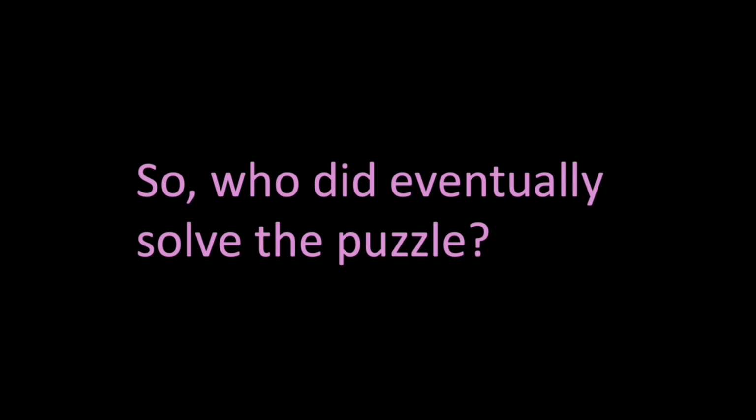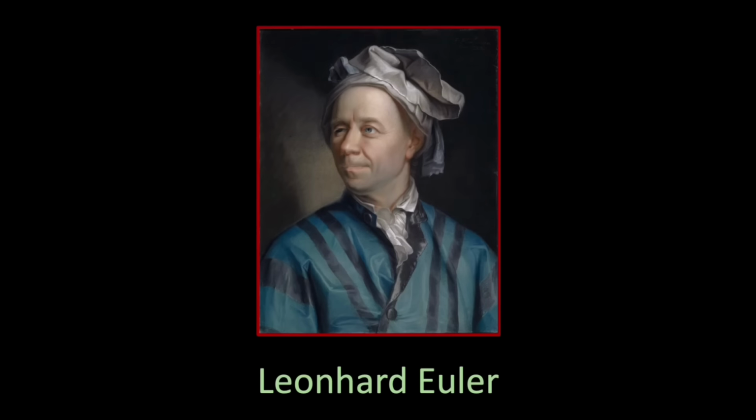So who did eventually solve the puzzle? Well, here's the beautiful twist in the story. The person who finally cracked the Basel Problem turned out to be, by many accounts, the greatest mathematician who ever lived. And remarkably, his story begins with the Bernoullis, because history would have it that his first teacher and mathematical mentor was none other than Johann Bernoulli himself. The student's name? Leonhard Euler.